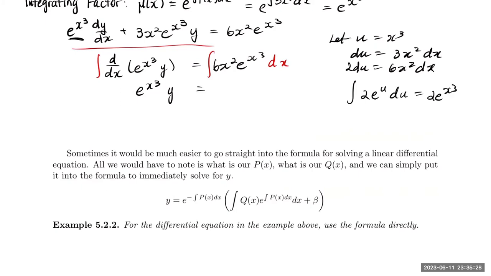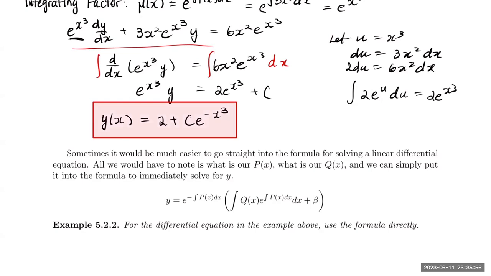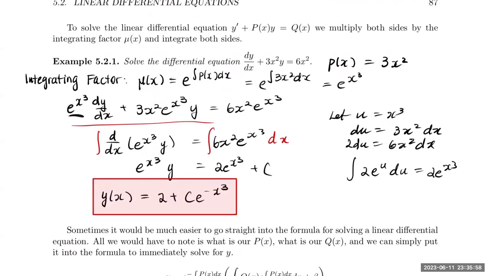On the right-hand side, we'll get 2e^(x cubed) plus c. And so if we divide both sides by e to the power x cubed, then our solution just becomes y of x is equal to 2 plus c e to the power negative x cubed. So that is the solution of this differential equation here, right? So that took some steps.